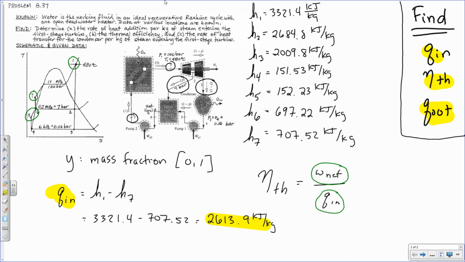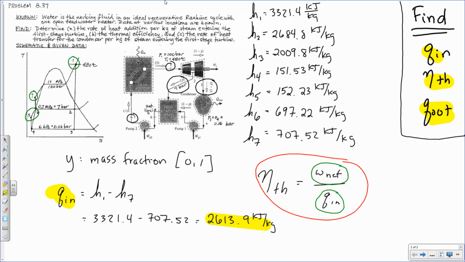But we also need to solve for our thermal efficiency, eta TH. Our thermal efficiency, as I wrote down just a second ago, is dependent on the net work that's produced by your cycle with respect to the amount of heat that you've put into your cycle, Q in. We just solved for Q in. That was the first part of this problem. So therefore, we need to solve for the net amount of work that's produced in this cycle.